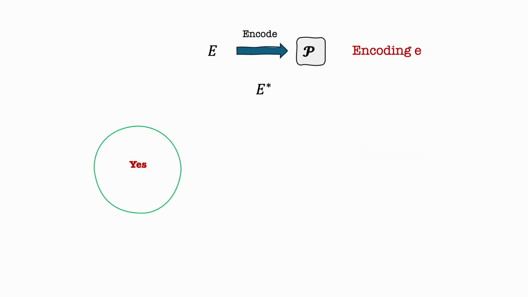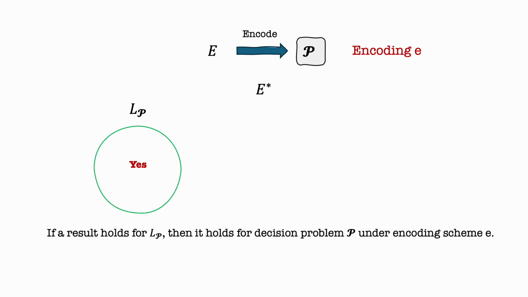Strings representing yes instances, or in other words, the set of strings that encode instances of decision problem P for which the answer is yes, are known as the language of decision problem P, L_P. If a result holds for L_P, then it holds for the decision problem P under encoding scheme E. This means that the language L_P is just another way of representing the decision problem. Once we fix an encoding scheme E, every instance of the problem corresponds to exactly one encoded string. Therefore, proving something about the set of accepted strings is equivalent to proving it about the original decision problem.